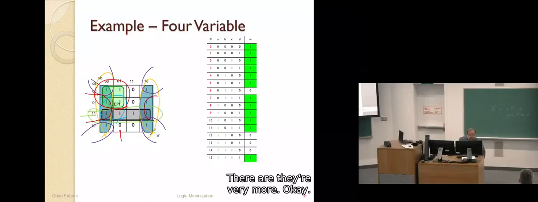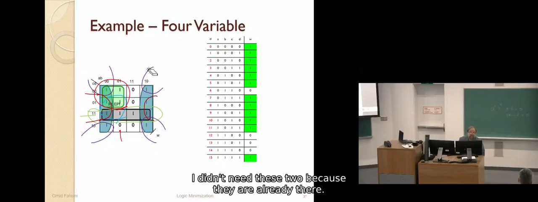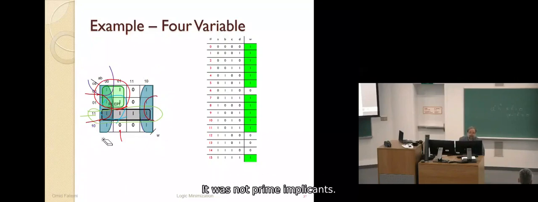There were more. Okay, for example, this one also. So let me erase those who have already been covered. This one. Okay. I didn't need these two because they are already there. It was not a prime implicant. So I don't need that. This, and that. Okay. So what else? In this figure, we don't have this one. We have already picked that. We don't have this, the red one. Okay, so it was not complete.